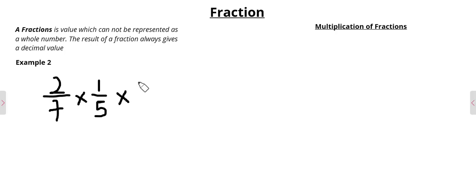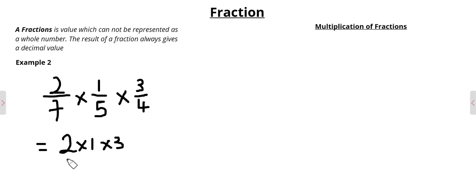So let's add another one here. Let's say 3 all over 4. Yes, okay. So let's see, now we have 1, 2, 3 fractions. We use the same way to have the answer like we did. So 2 times 1 times 3. So we're going to have 2 times 1 times what? 3.